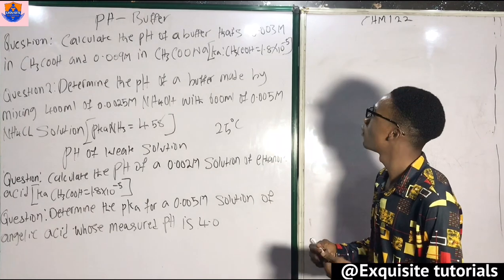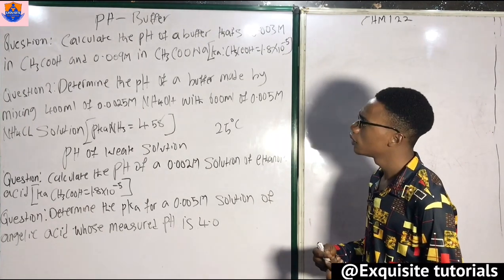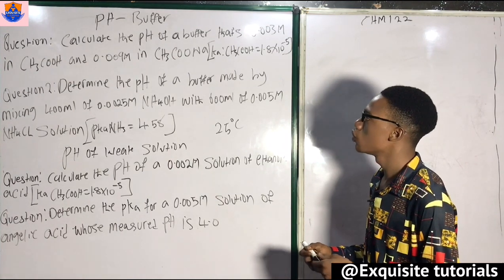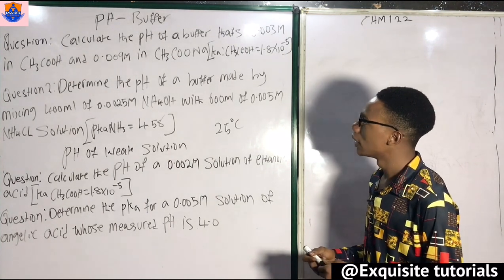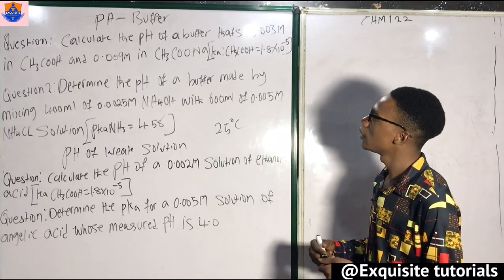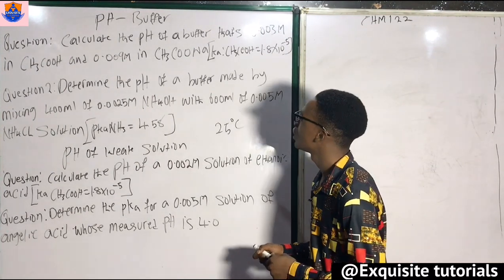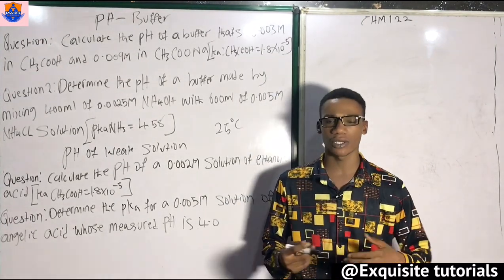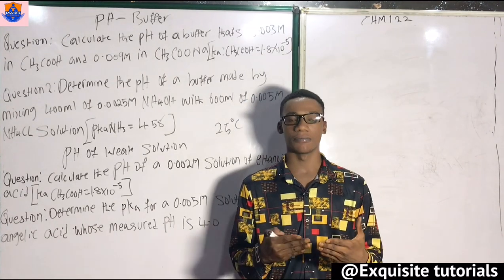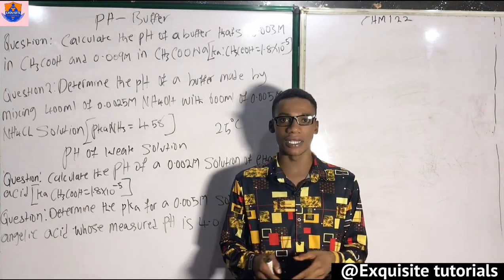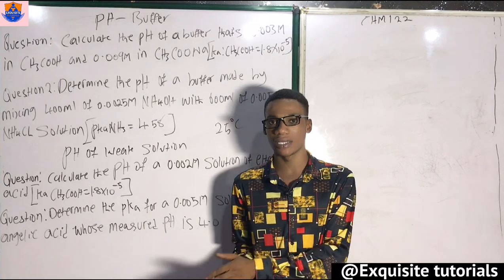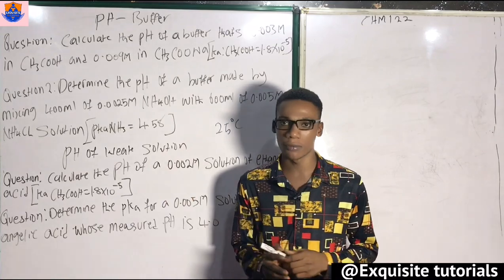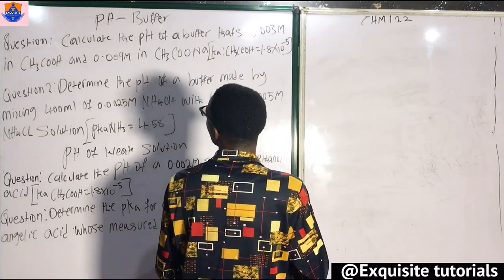Calculate the pH of a buffer that is 0.03 M in CH3COOH, which is ethanoic acid, and 0.09 M in CH3COONa, which is the salt, sodium ethanoate. Now, buffers talk about mixing a weak acid and its salt, or a weak base and its salt. So that's what I'm trying to talk about here. So they said calculate the pH.